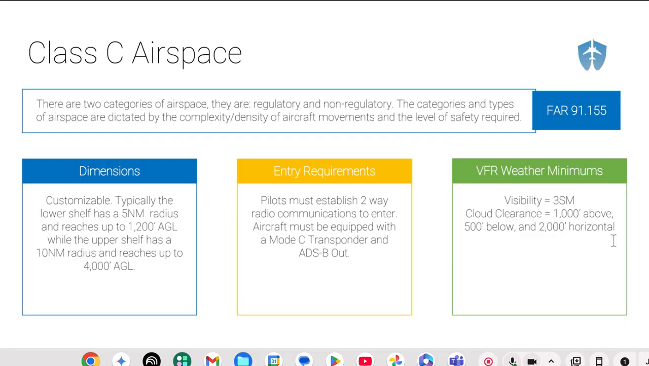Okay, VFR weather mins for Class Charlie. So you're gonna have a 3 statute mile visibility. For cloud clearance, you're gonna have 1,000 feet above, 500 below, and 2,000 feet horizontally. So the easiest way to remember this, just remember 3152s.